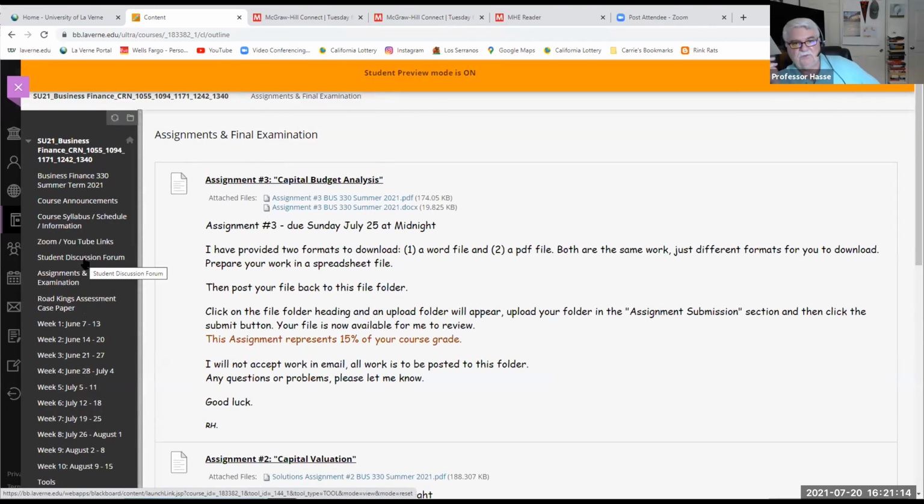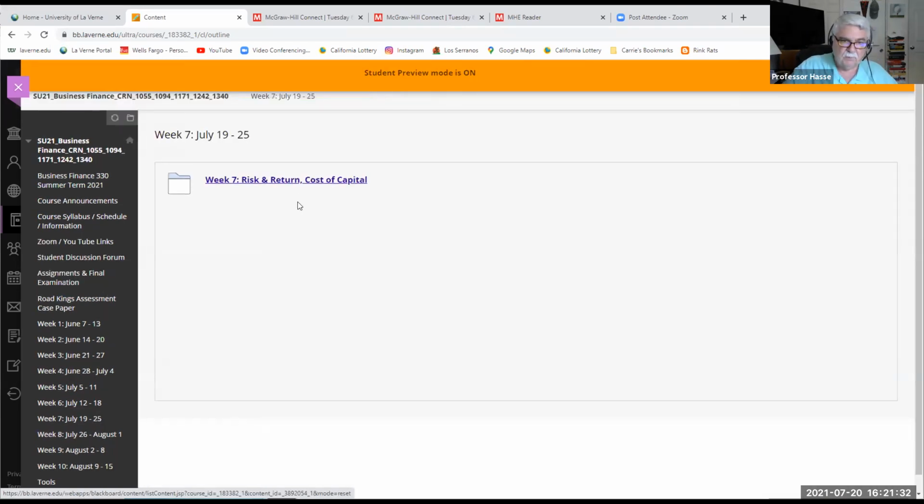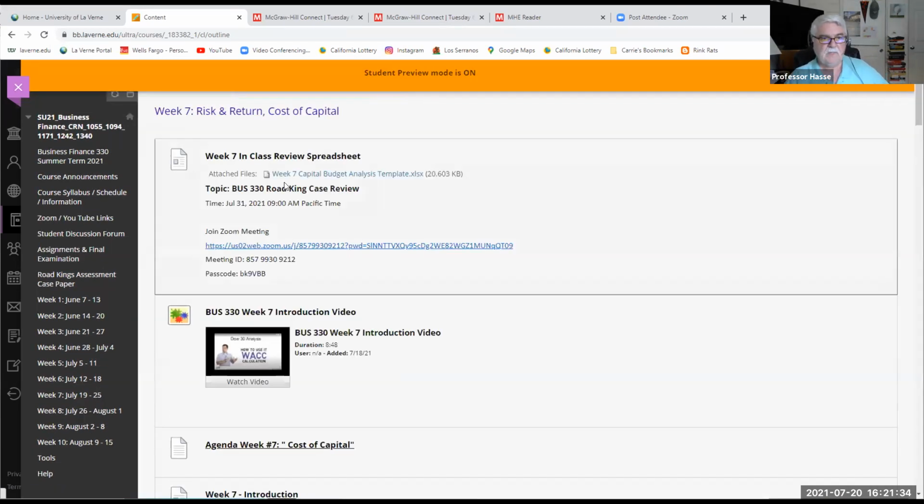Also, in the assignments file folder, you have your assignment number 3, which is to be a spreadsheet file only, for this work. We looked at a sample of that capital budget analysis in last week's class, and we're looking at another one this week to use as templates in this work. And if we go to the week 7 file folder in Blackboard, you have the week 7 in-class review spreadsheet. This is the spreadsheet that I'll be working on in this lecture video, which you are to review.